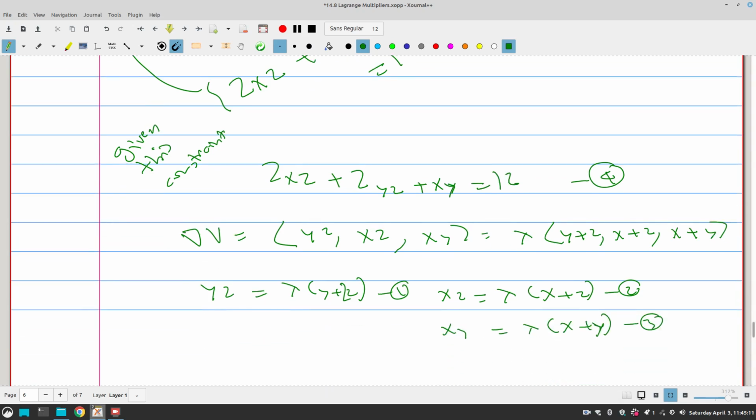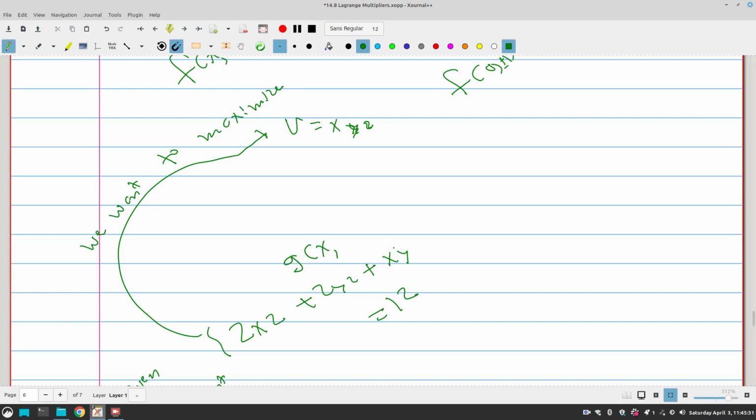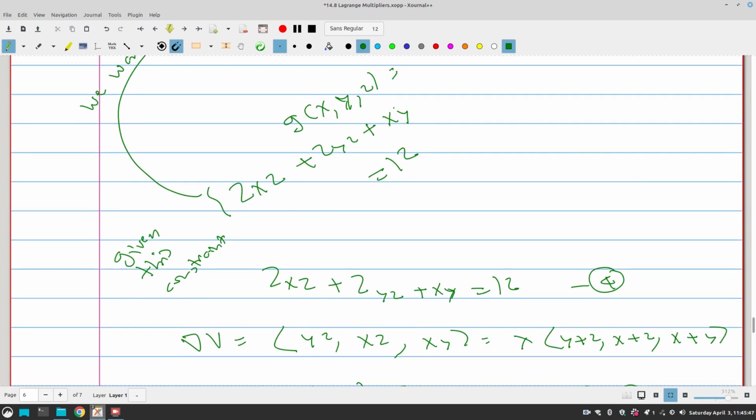In that case, this is not an area constraint, right? This is just a constraint on the given variables. Let's call this constraint g of xyz equals some constant, right? And this is a general constraint. This is not an area constraint.